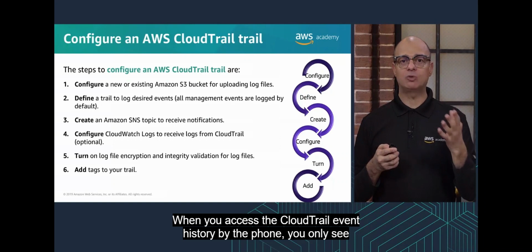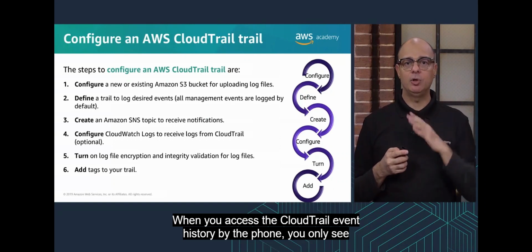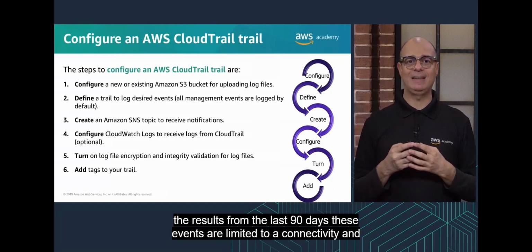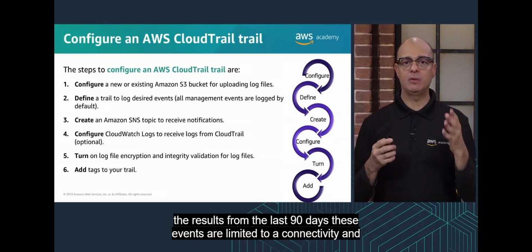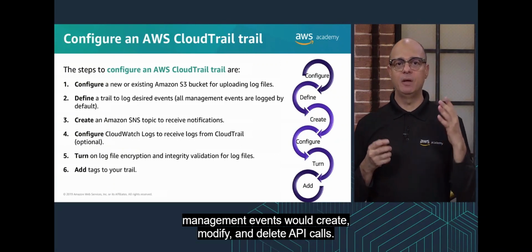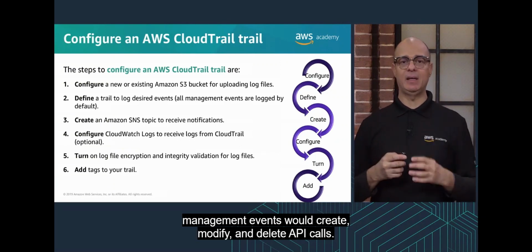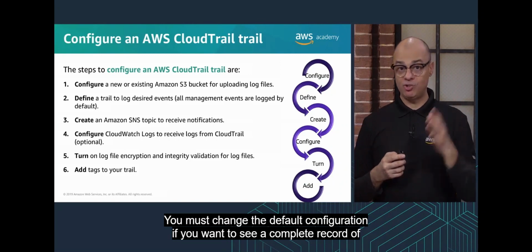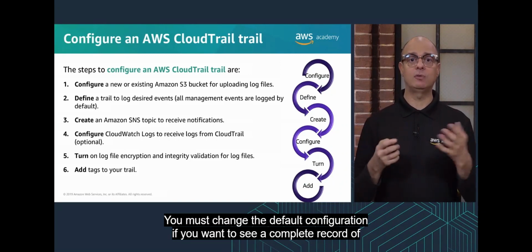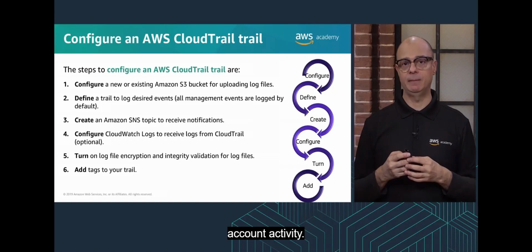When you access the CloudTrail event history, by default, you only see the results from the last 90 days. These events are limited to account activity and management events with create, modify, and delete API calls. You must change the default configuration if you want to see a complete record of account activity.